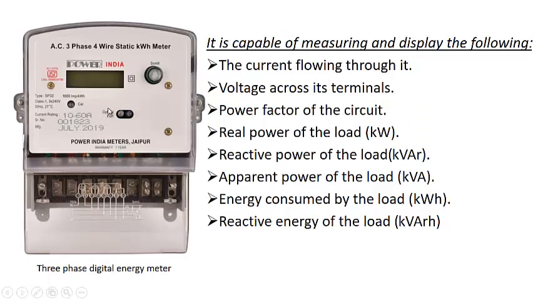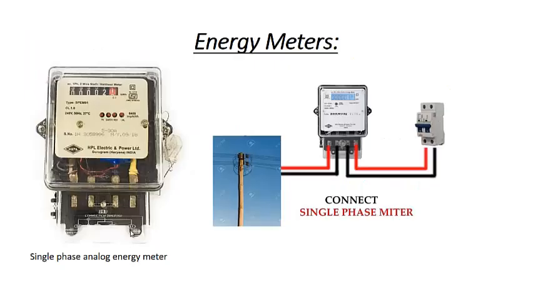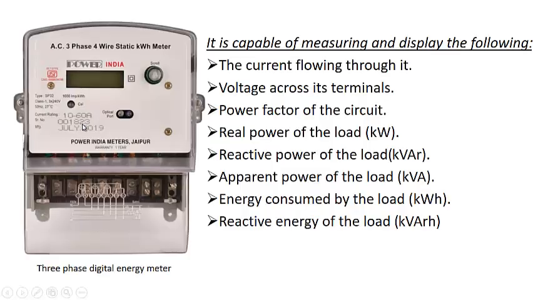We may have a digital energy meter. I have shown you here an AC 3-phase 4-wire static kilowatt hour meter, or in general an energy meter. It is capable of measuring and displaying all the quantities that we require. In case of analog, only one quantity is measured and displayed, that is the kilowatt hour. You can see over here, it measures the current flowing through it. It measures the voltage across its terminals.